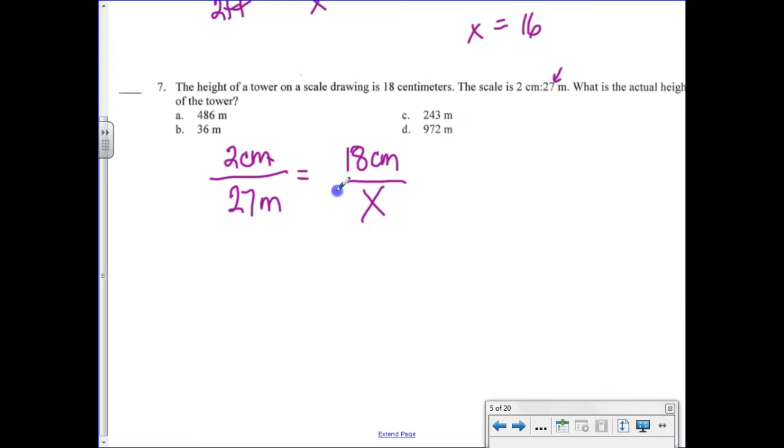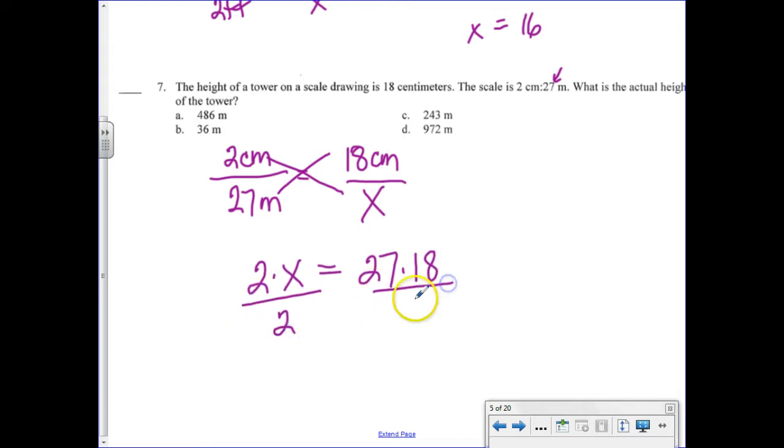All right. You guys are going to be cross product masters by the time we are through with this unit. 27 times 18. Divide both sides by 2. And these cross out, and you should get x is equal to 243. And the answer is meters because this was the value in the denominator. And I see that as answer choice C.